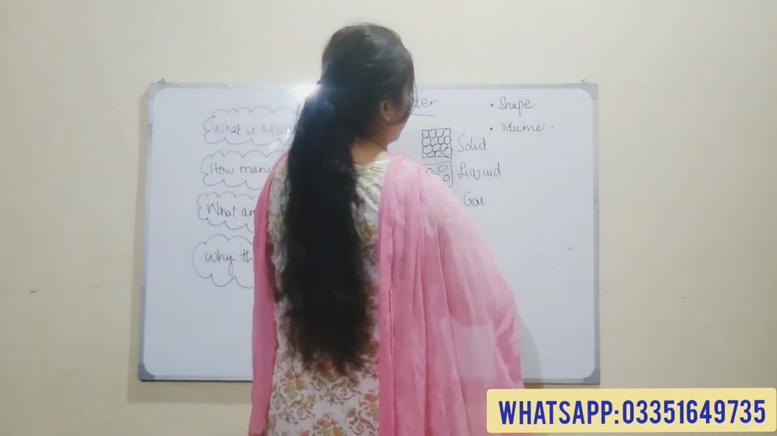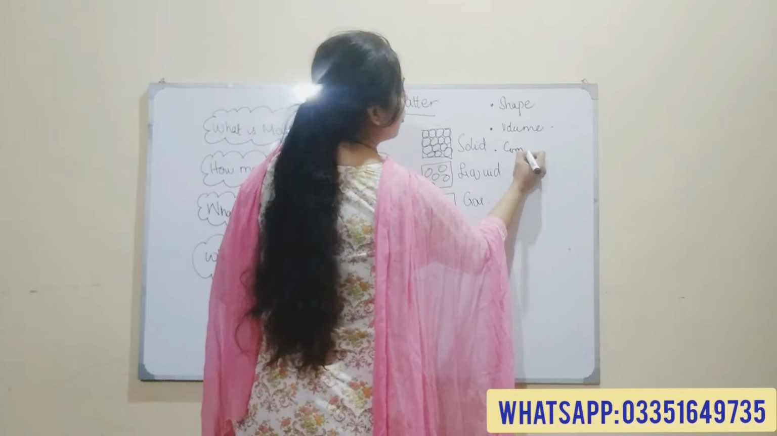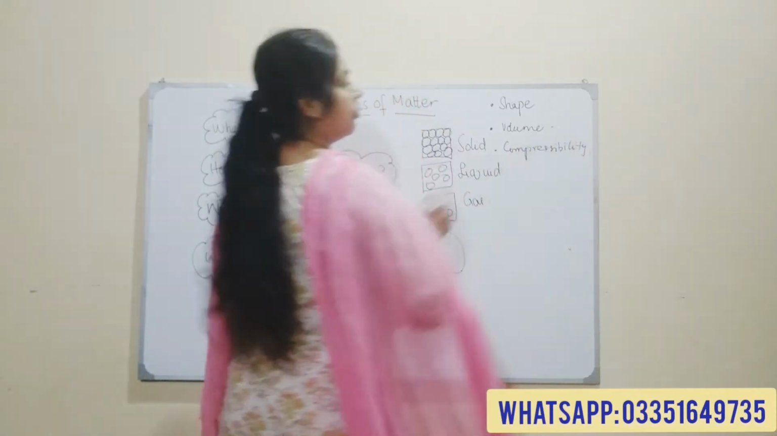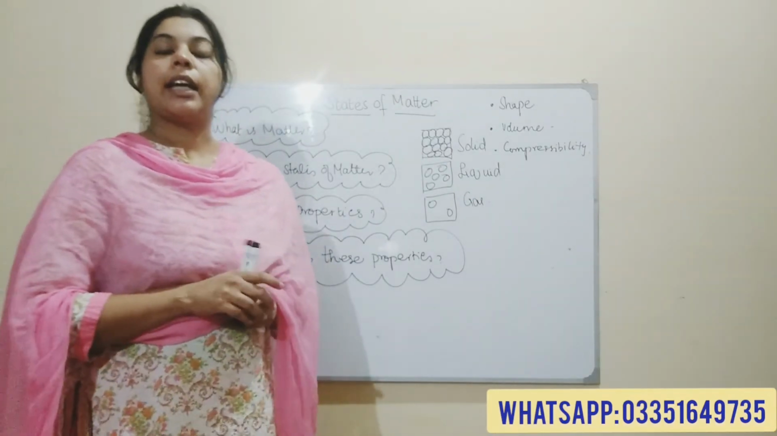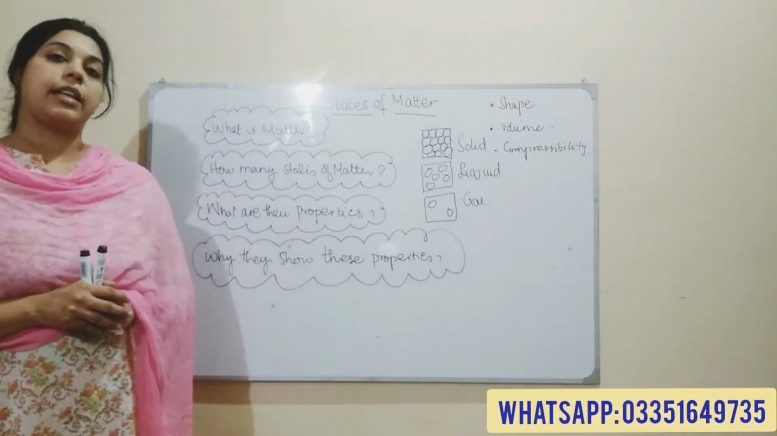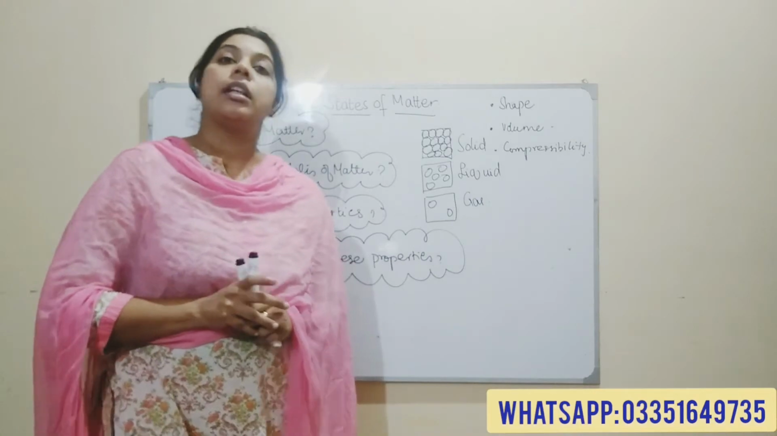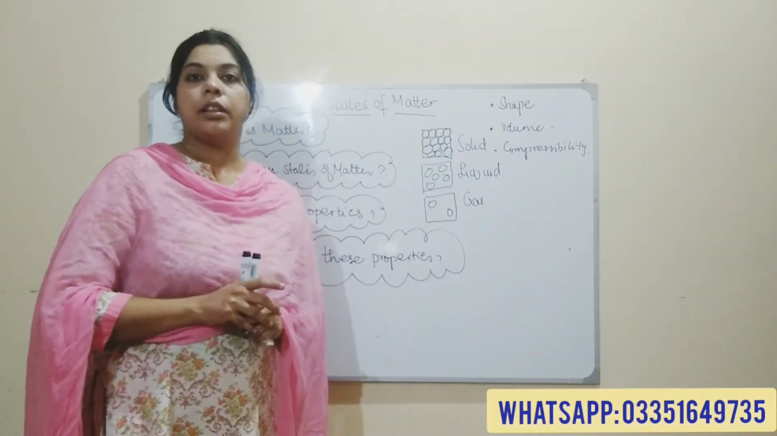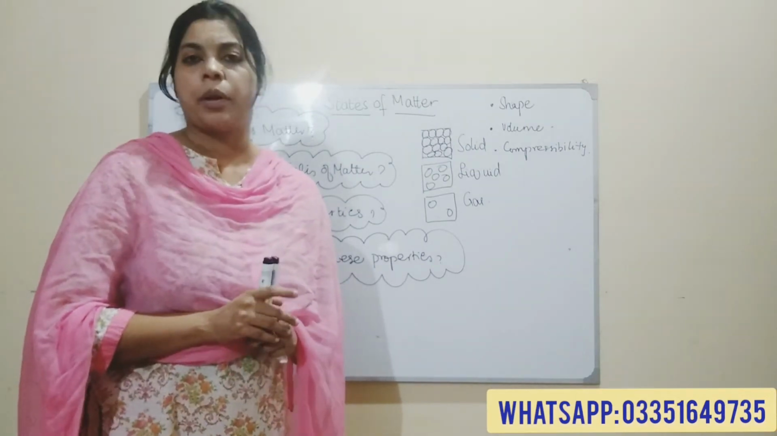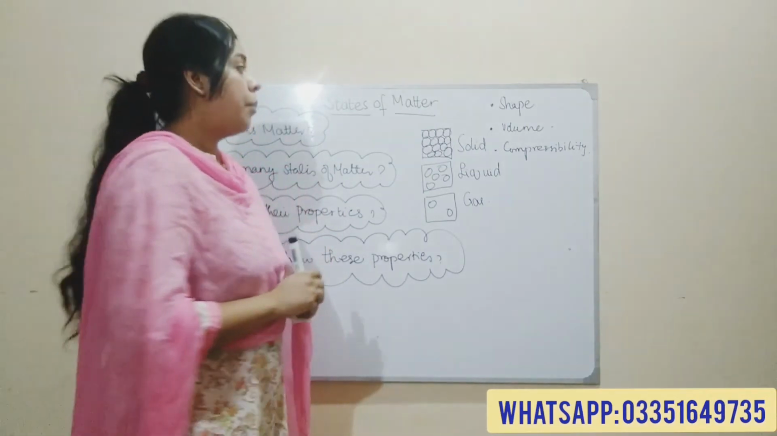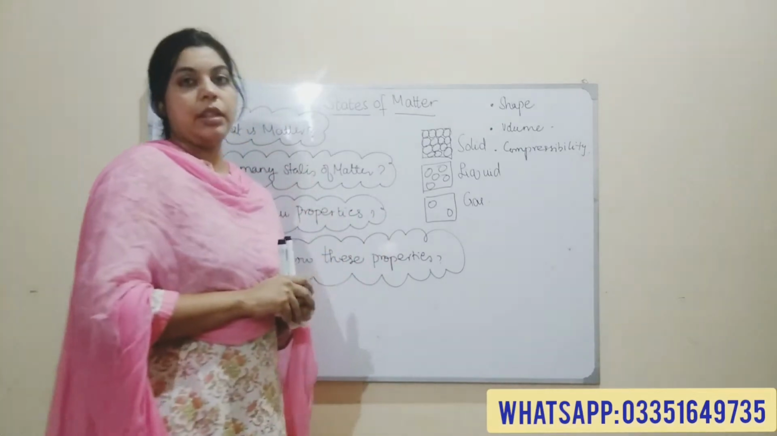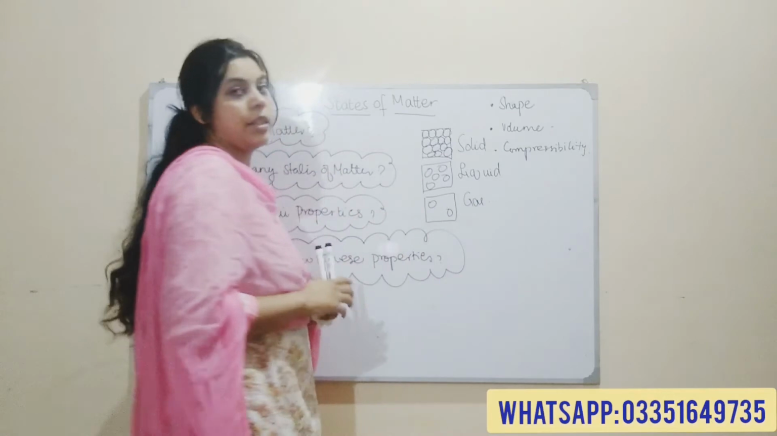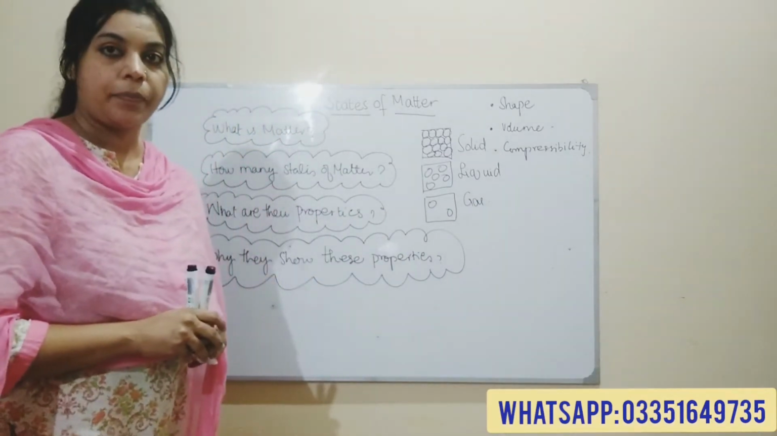And the third property is compressibility. Solids and liquids cannot be compressed because the particles have negligible spaces in solids, like no spaces. They are very compactly packed. But in liquids, little spaces are present. Even then, they cannot be compressed. But in gases, when large spaces are present, they can be easily compressed.